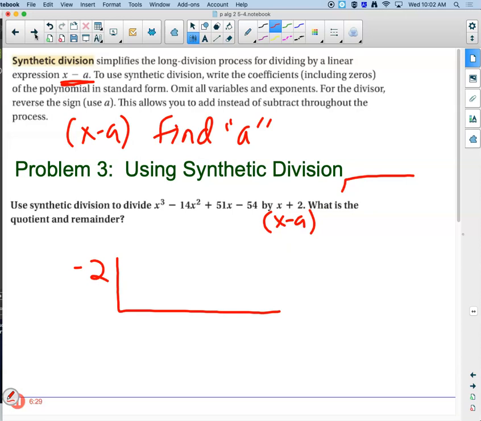Like so. And then here's what they said. They said, take all the variables out after you make sure that it's in standard form and there's nothing missing. 3, 2, 1, 0, they're all there. So we're just going to take the numbers, which would mean that's a 1 x cubed. So we need a 1, negative 14, 51, and negative 54.